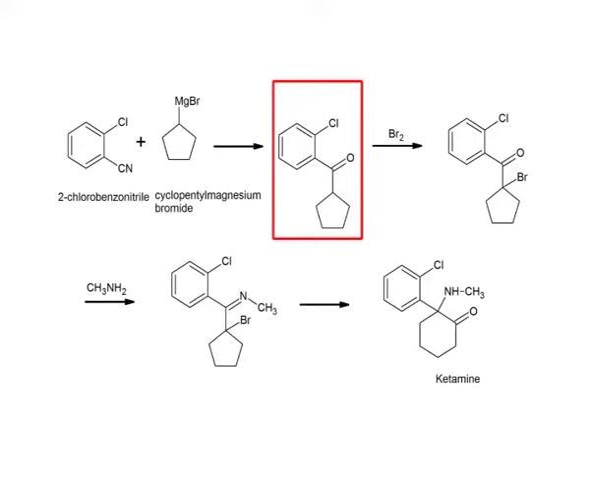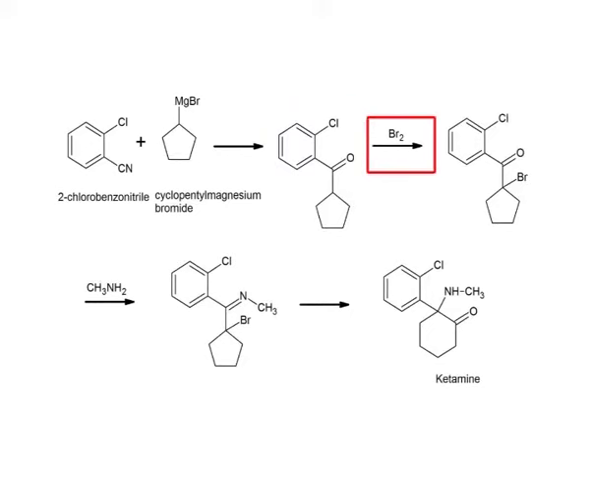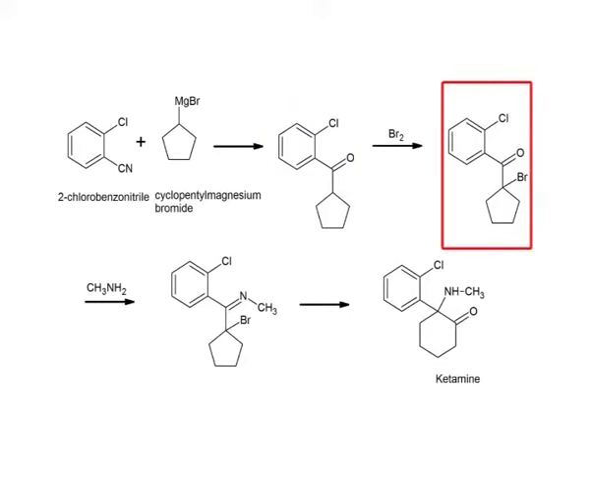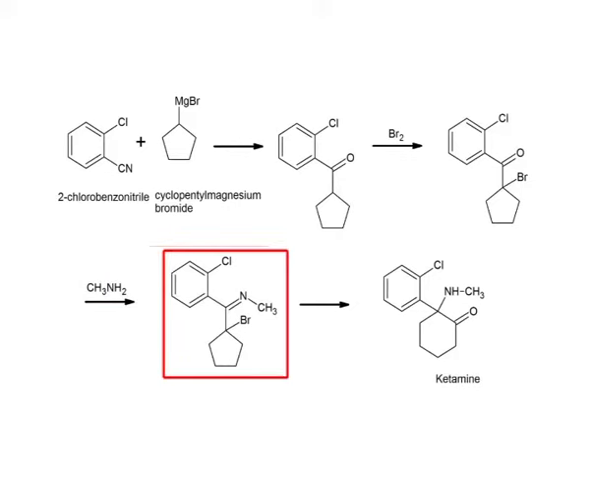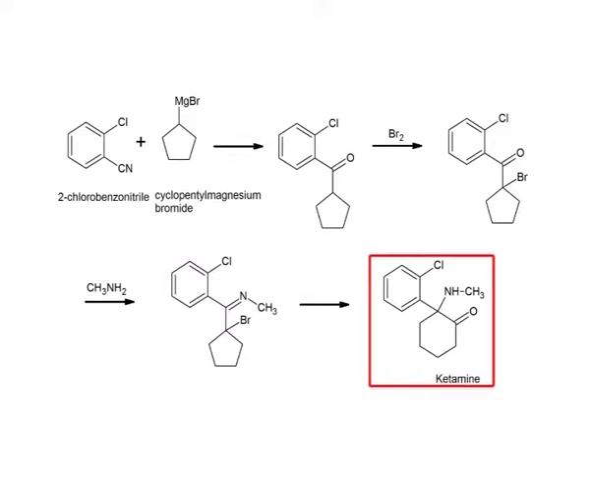1,2-chlorobenzoyl cyclopentane. The next step is bromination using bromine to the corresponding bromoketone, which upon interaction with an aqueous solution of methylamine forms the methylamino derivative. During this reaction, a simultaneous hydrolysis of the tertiary bromine atom occurs. On further heating the reaction product in decalin, a ring expansion rearrangement occurs, causing formation of ketamine.